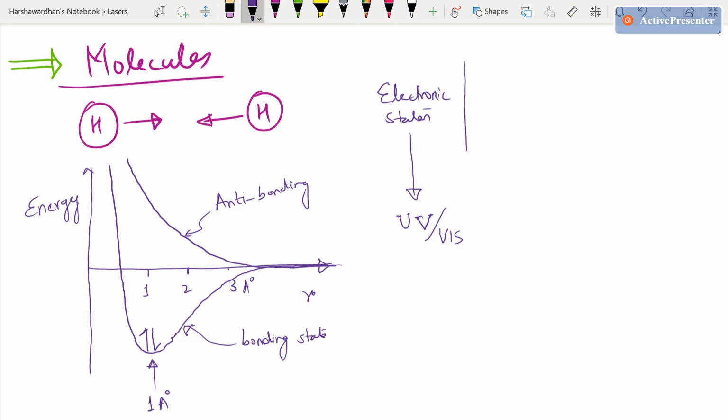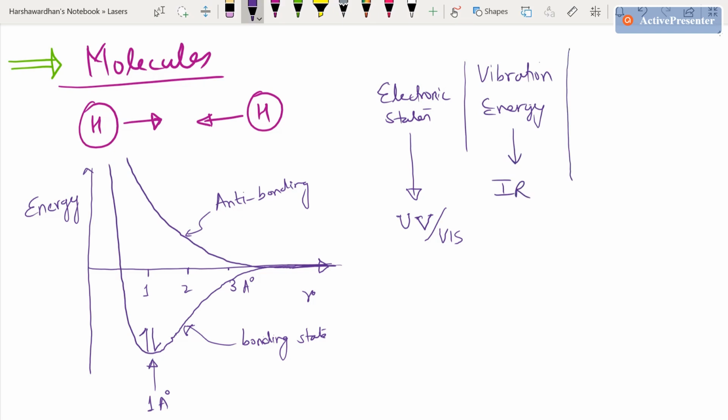These can themselves have a vibrational degree of freedom about their natural bond length, right? So there is an equilibrium bond length, and one can oscillate about that. So one can have vibrational degrees of freedom. So this vibrational energy corresponds to, essentially, the infrared; its energies are in that regime.